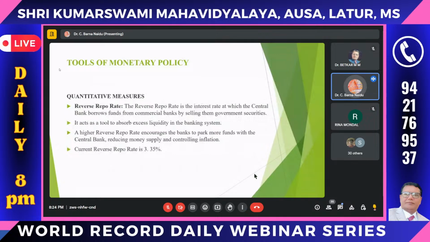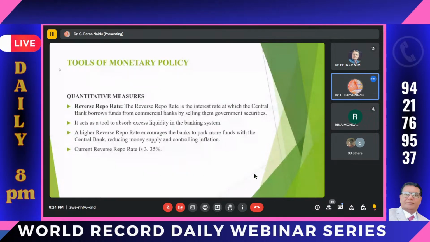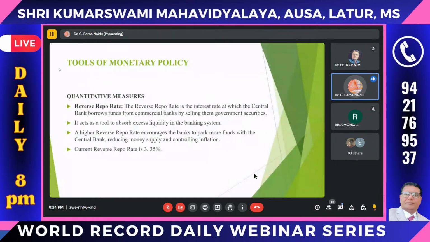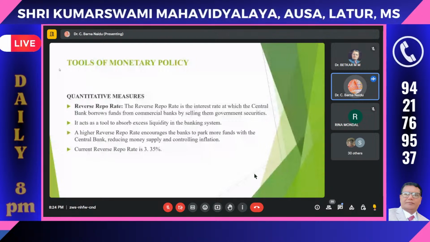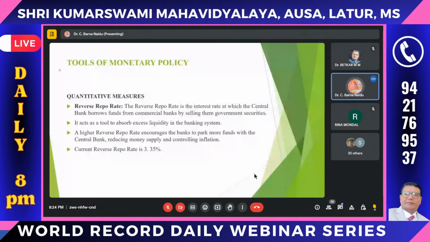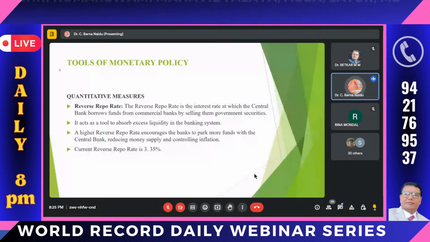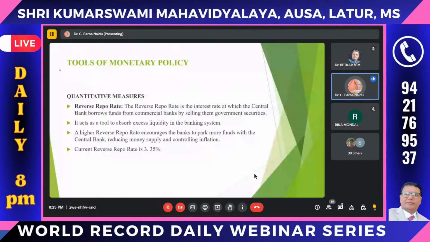So when we talk about reverse repo rate, it is the interest rate at which the central bank borrows funds from the commercial banks. Now, this is very interesting. The central bank, that is the RBI, is borrowing funds from commercial banks. So it acts as a tool to absorb excess liquidity in the banking system.